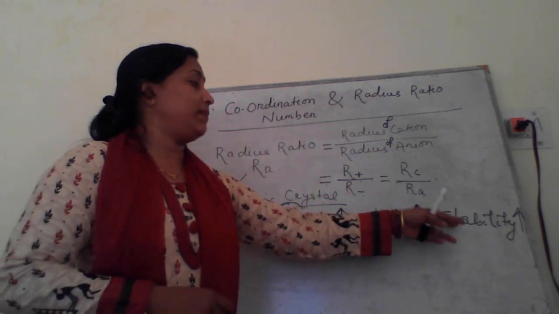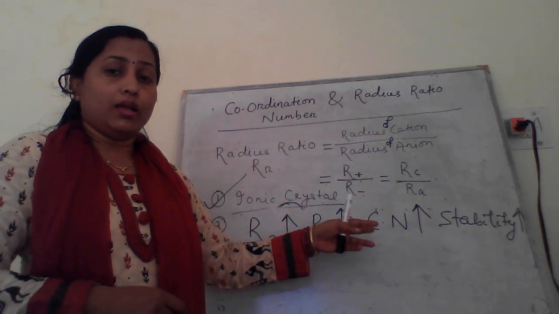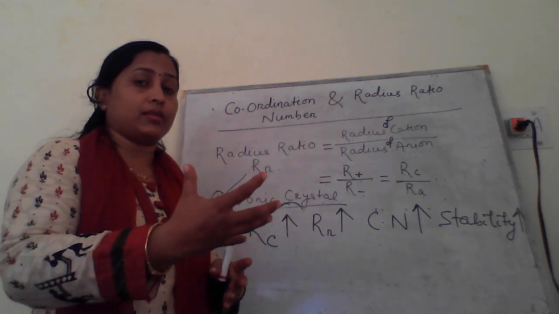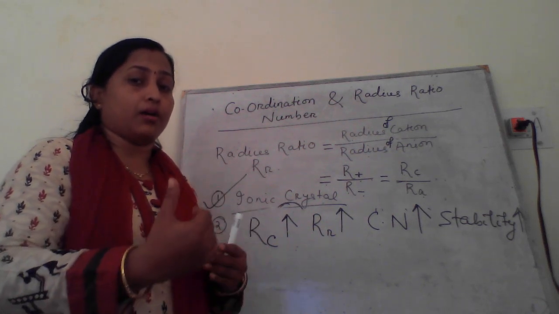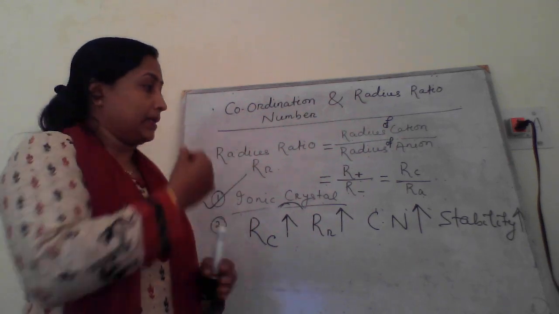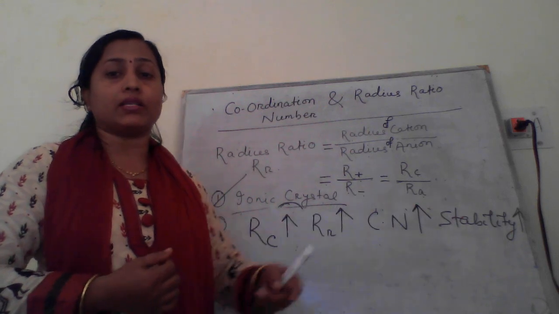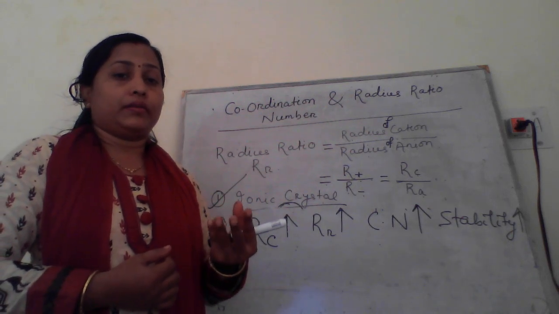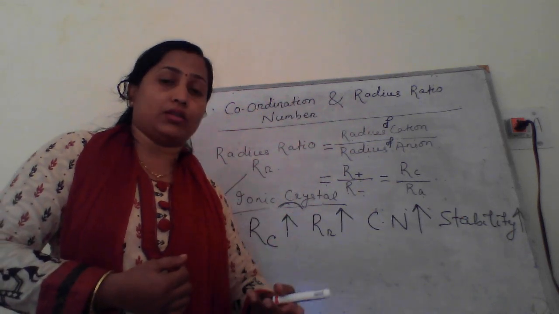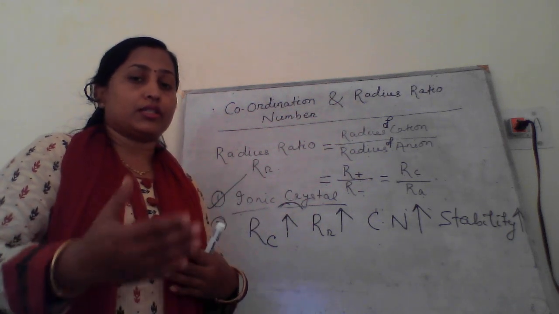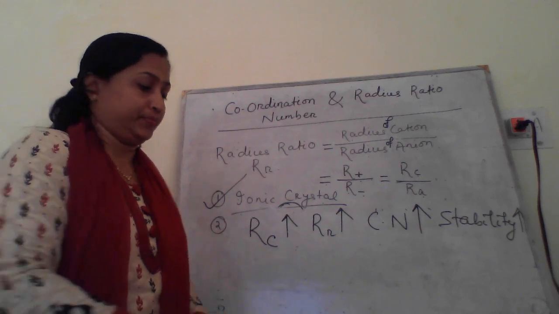Why does the stability depend upon the coordination number? Because if the number of anions surrounding the cation is larger, then the coordination number is high. So the stability is also high, because the cation reduces its energy. In this crystal the energy is lower, so the stability must be high.